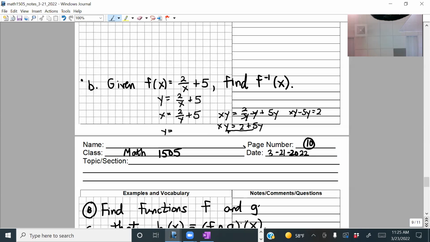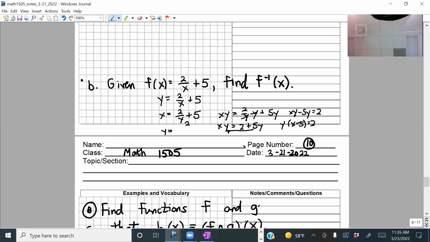Here's the step now where students always forget: factor out the y. You have y in both of these terms, so you can factor that out. So you have y times (x minus 5) equal to 2, and now it becomes easy to solve for y. Just divide both sides by x minus 5. So after the factoring, it's easy to solve.